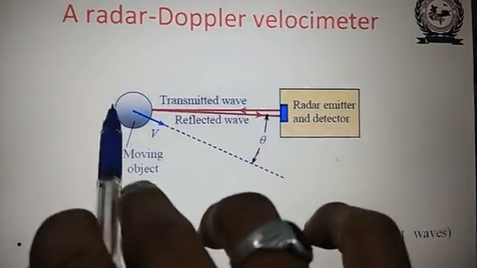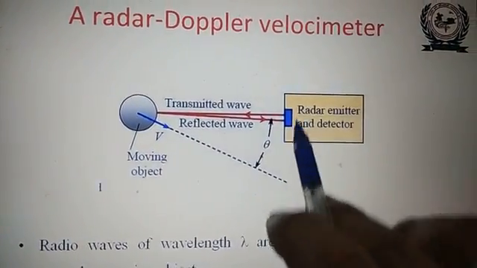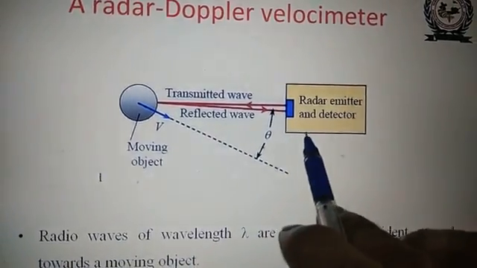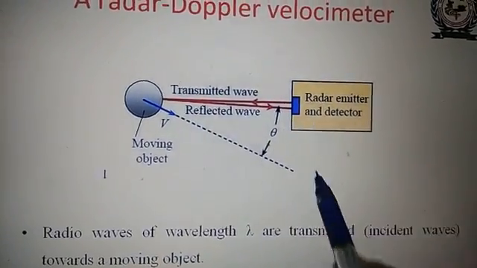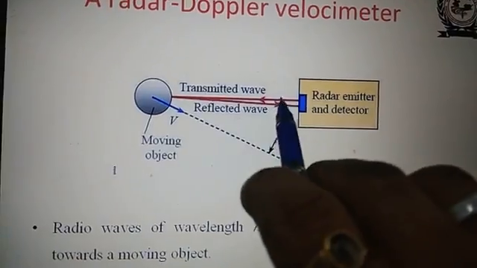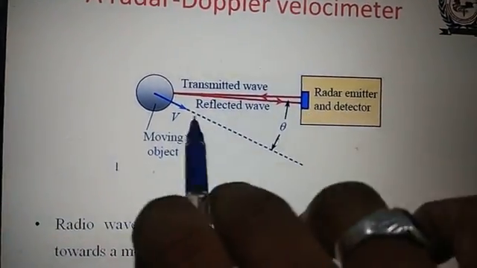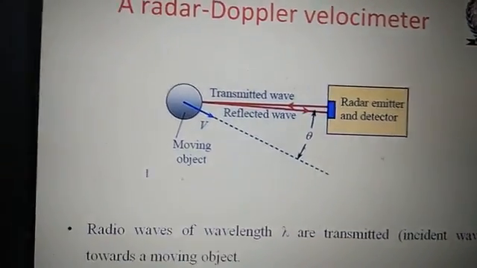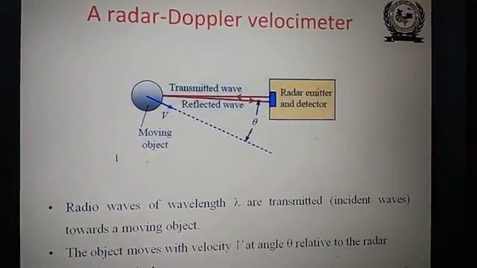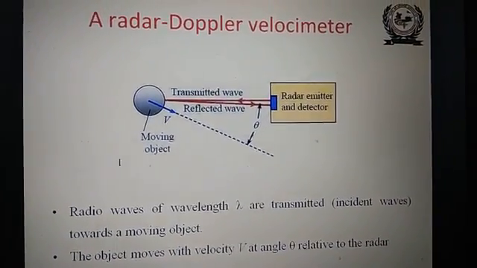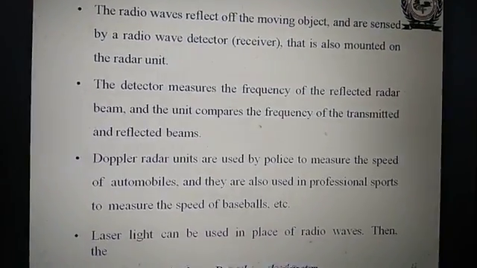This is the transmitted beam. This is the reflected beam. Here is the emitter, and there is a detector. So the frequency of the transmitted wave and the frequency of the reflected wave will be different, and that difference will indicate the speed, or velocity, of the object.